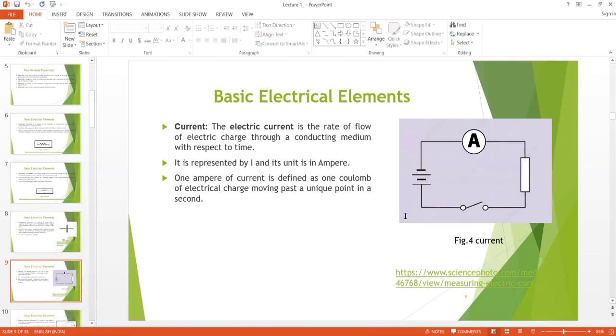So we have current also. Electric current, you know very well, is the rate of flow of electric charge through a conducting medium, and the SI unit is ampere. I'm again repeating, the SI unit is ampere.